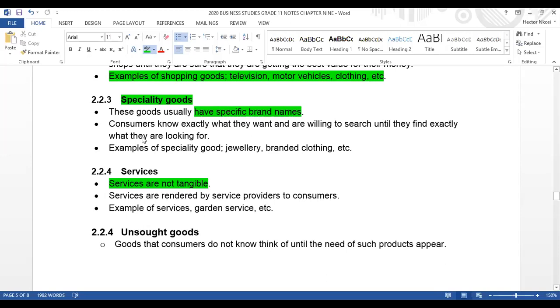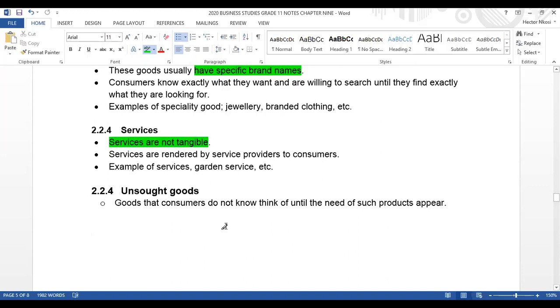I'm sure by now, grade 11s, you know what services are, right? It is very important for you to understand all these terminologies, because you'll be using them throughout this year and next year in grade 12. So services are rendered by the service providers to consumers. There are no goods here. Even the service is not tangible, meaning you can't touch it, but you can sort of see the service. It's not tangible, right?